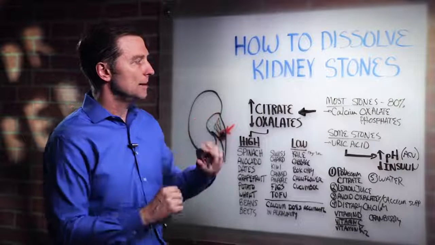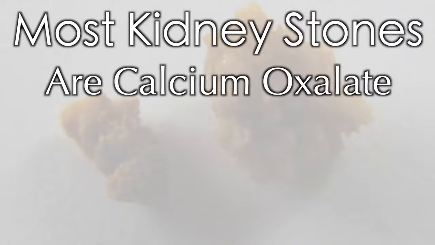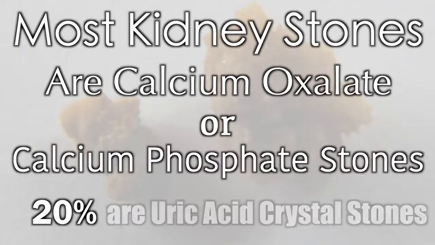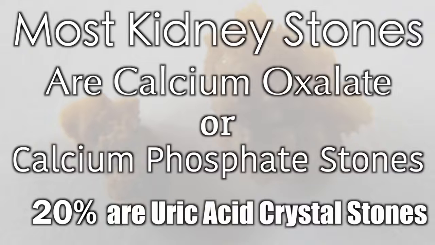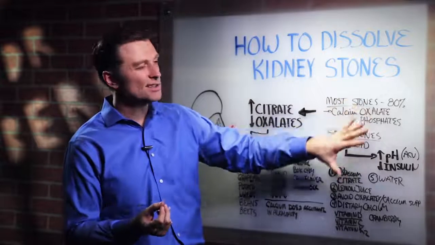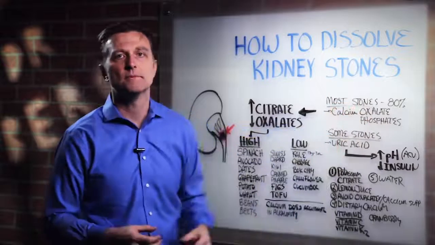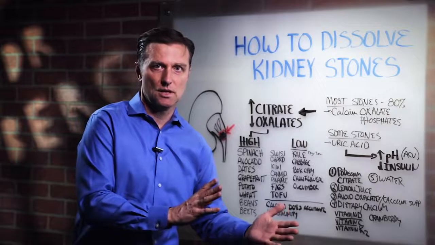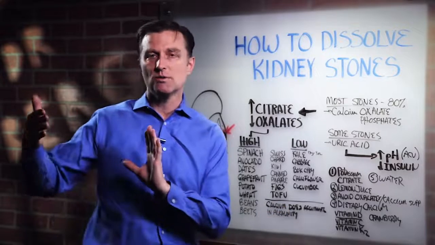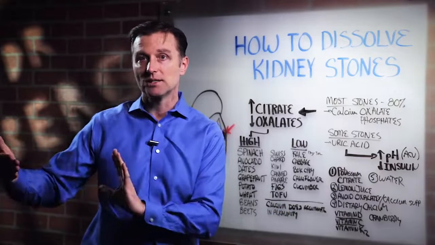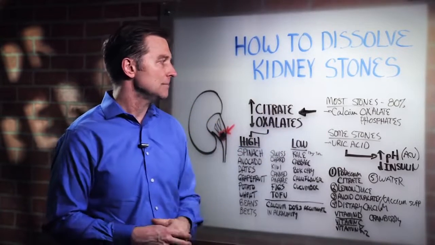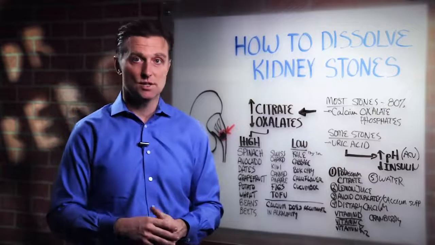But here's the data. Most kidney stones are calcium oxalate stones or calcium phosphate stones. A little less than 20% of the stones are uric acid crystal stones. Okay, so there's several, but these are the main two. Now, gallstones are completely different than kidney stones as far as the formation. Gallstones are more cholesterol stones because of lack of bile. Kidney stones, if we're going to talk about the most common, are calcium oxalate stones.